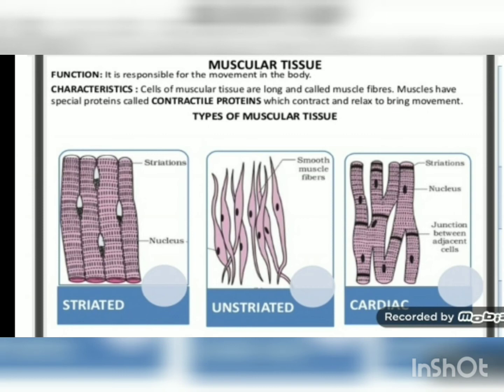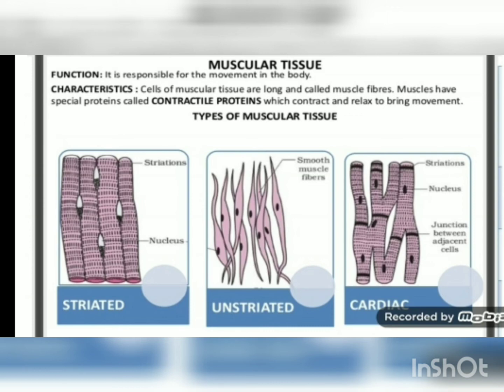For movement in our body, there are three types of muscular tissue, that is stratified, unstratified and cardiac. Cells of muscular tissue are long and called muscle fiber. These muscle fibers have a special kind of protein which is called contractile protein, and this contractile protein helps the muscles for contraction and relaxation.